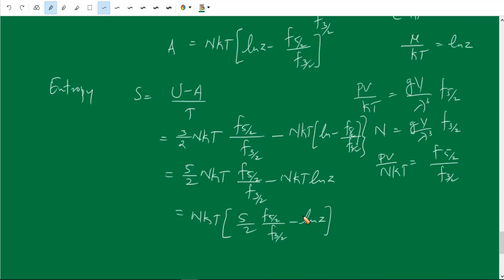Okay, so that is enough. So the entropy is also done. So we have derived the relationship of various physical quantities in terms of the Fermi Dirac function f5 by 2, f3 by 2, f1 by 2, etc. Now we can see the different limiting forms of this equation. So that we will discuss in the next class.